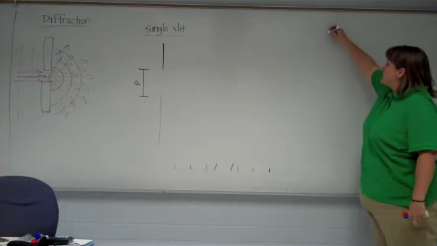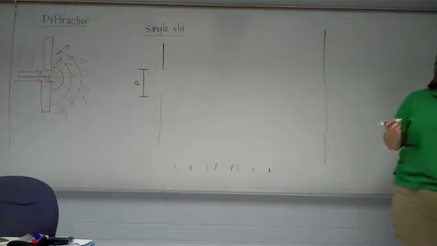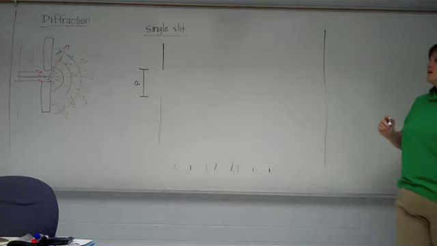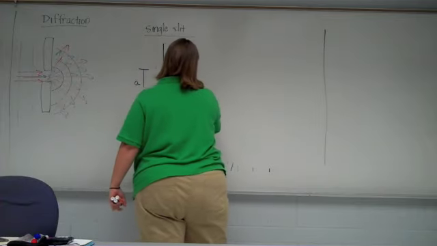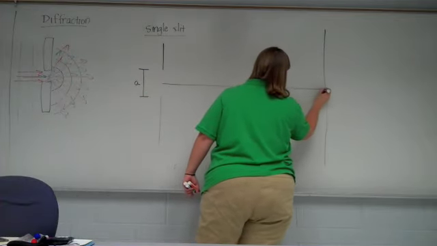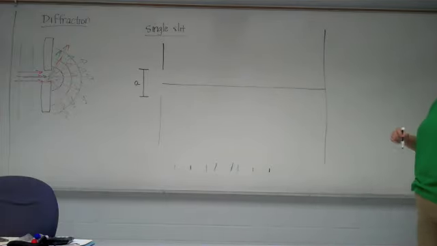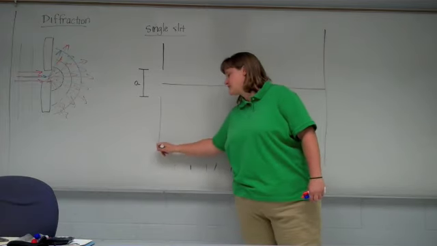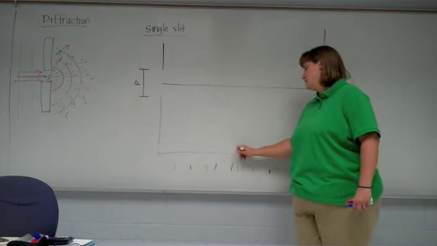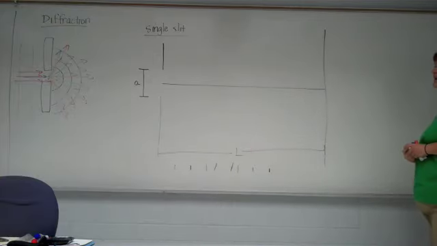Over here is our screen, which in this case is the whiteboard. That's where we're seeing the interference pattern. I'm going to draw a reference line just to help us out a little bit. So my reference line is just a straight line from the middle of the slit straight to the board. It has a length, we're going to call the distance from the slit to the board L. So L is just how far away the slit is from the board.